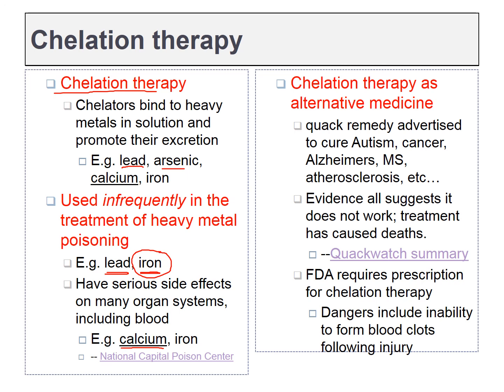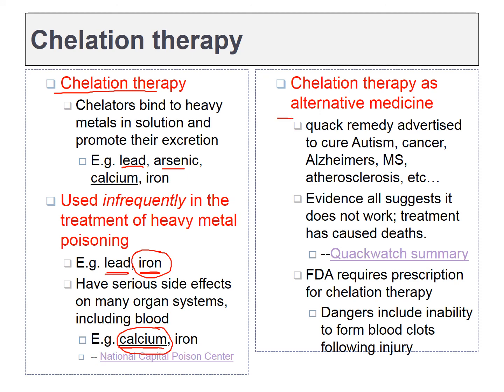An iron deficiency can lead to anemia, especially if chelation therapy is repeated frequently, and a calcium deficiency leads to an inability to form blood clots, which can lead to internal bleeding and death. That's because calcium is a necessary cofactor for many of the enzymes in the coagulation cascade.